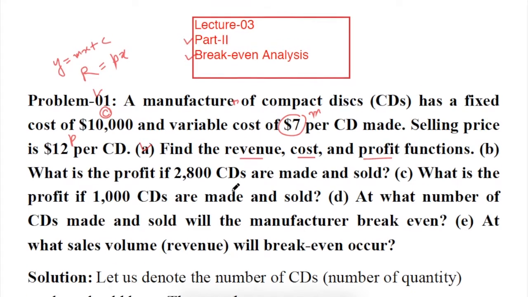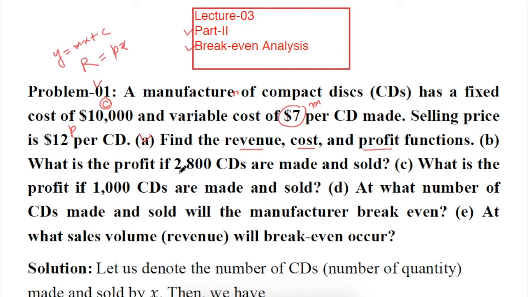And in B, it says what is the profit if 2800 CDs are made and sold. So we need the profit function in order to calculate the profit for this number of CDs. And what is the profit if 1000 CDs are made and sold? At what number of CDs made and sold will the manufacturer break even? We need to calculate the break-even quantity.